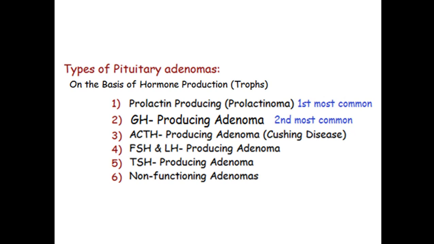The gonadotropin producing adenoma will have their effects on the sex organs in the females and males. The TSH producing adenomas are rare and they will have their effects on the thyroid gland by causing excess production of the thyroxine and triiodothyronine. And there are non-functional adenomas. They do not cause excess hormone secretion, but they exert their effects mainly because of their mass. A macroadenoma will compress the surrounding structures of the pituitary gland and the sella turcica, the bony sac in which the pituitary gland is situated.